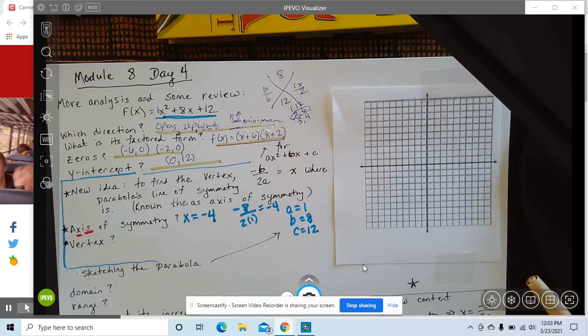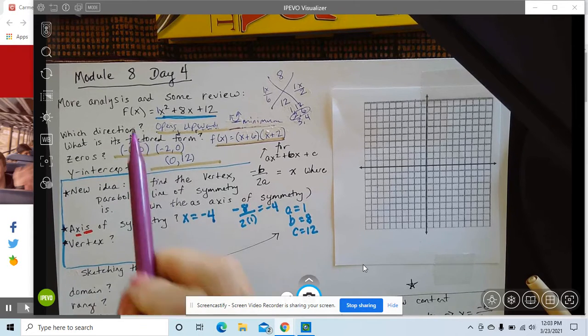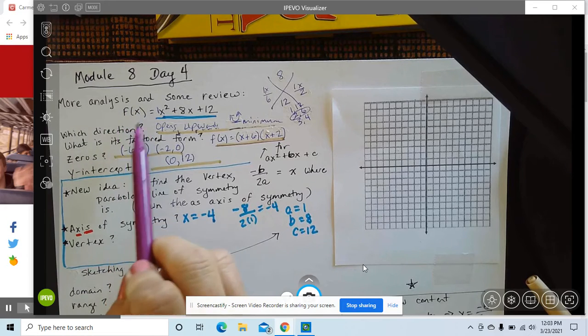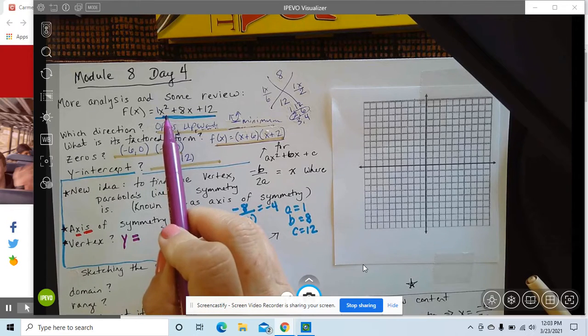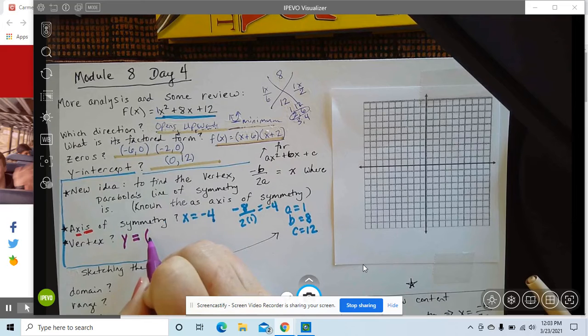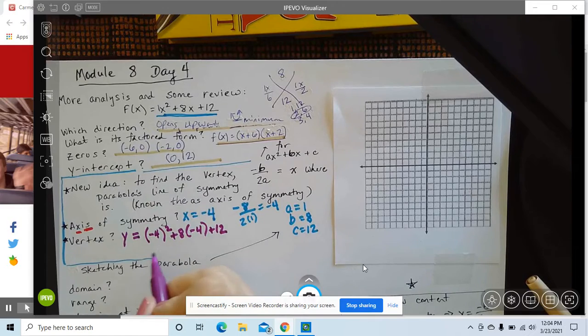Second new concept, find the vertex. According to my little notes box, to find the vertex, use the x you found and substitute to get the y. So this f of x means y. So y equals, and now I'm going to take this -4 and put it back up in here, carefully using substitution. I do parentheses around the x's, so (-4) squared plus 8 times -4 plus 12. So all I did was put -4 into the original, and now I'm going to use my order of operations correctly and solve. So I'm going to square that, which gives me 16.